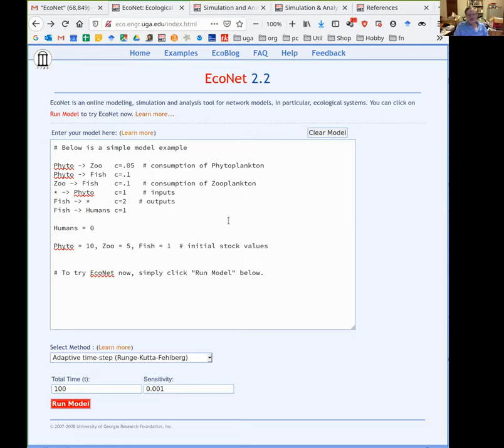So that gives you an idea of how, with Econet, you get this fast feedback. Once you create it and run it, boom, you see the result, and then you can scratch your head and say, well, is that really what I meant? Or if it is what I meant, then what are the implications for how I'm trying to conceptualize my system? So, if that makes sense.